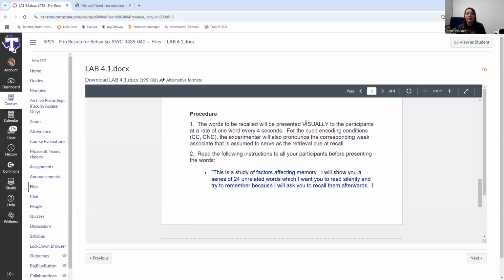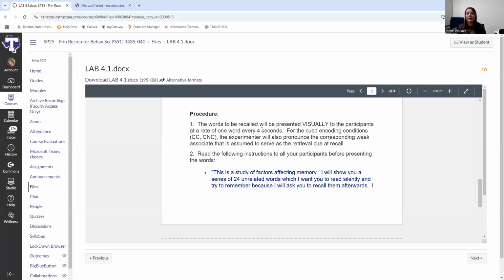Okay, so the words to be recalled will be presented visually to the participants at a rate of 1 word every 4 seconds. So you're holding up the word for 4 seconds, and then you're changing the index card, letting them read it every 4 seconds, right?